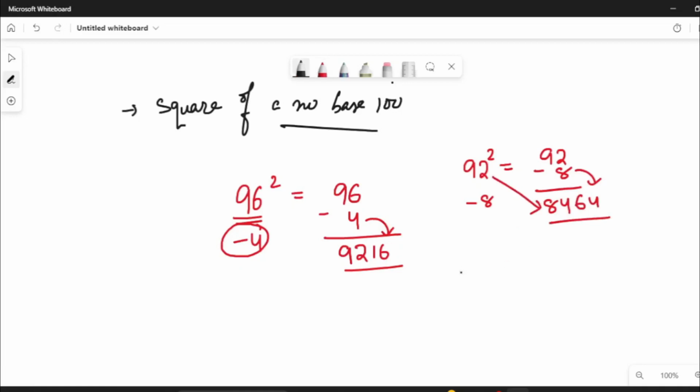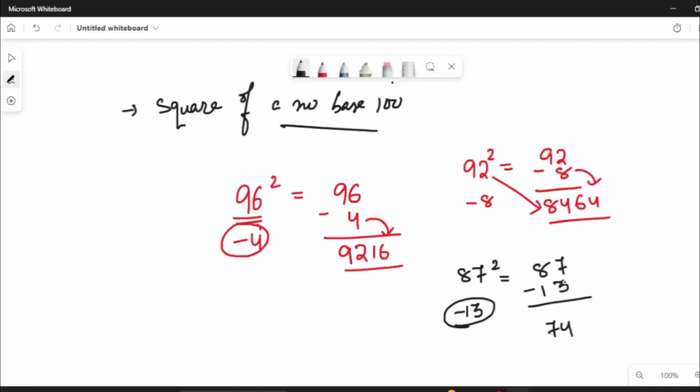Is it clear? Let's try to do another thing. That is 87 square. So how to do this? Now you see that this number is 13 less than 100. Yes or no? So this number is 13 less than 100. So what you have to do? Now at first you have to subtract 13 from the original number. So what will you get here? Now this is your 74.